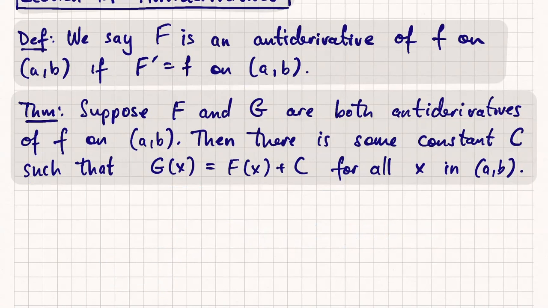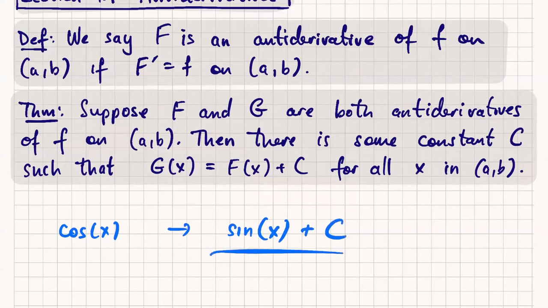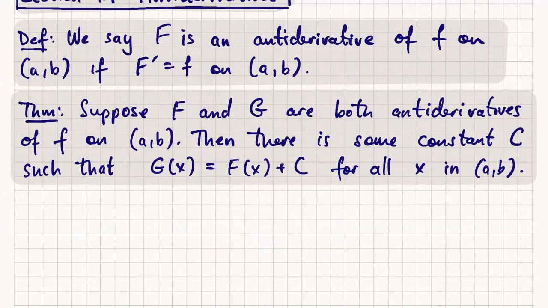But it's also very useful because once you've found one antiderivative, you've found them all, right? So for instance, if I ask you, what is an antiderivative of cosine of x? You tell me, well, sine of x, definitely, because the derivative of sine of x is cosine of x. And if I want to find them all, I just add any arbitrary constant. Now I've found them all. That's it. There's no other antiderivative. Any antiderivative of cosine of x must be sine of x plus some constant.